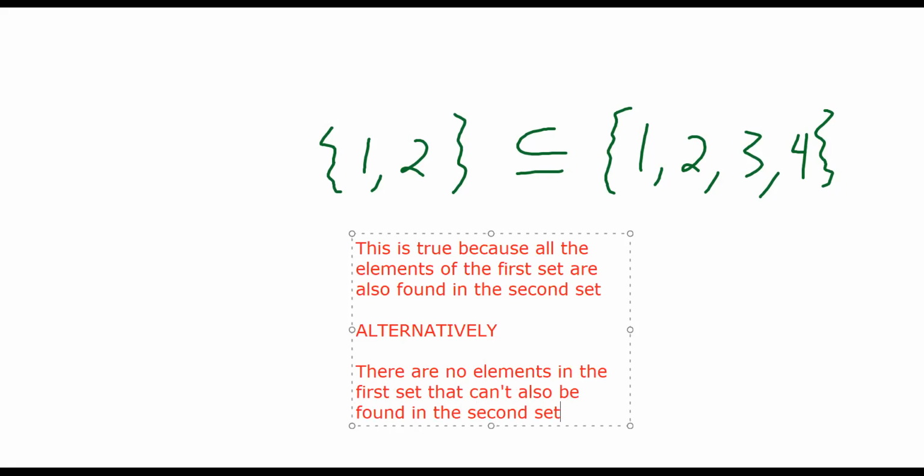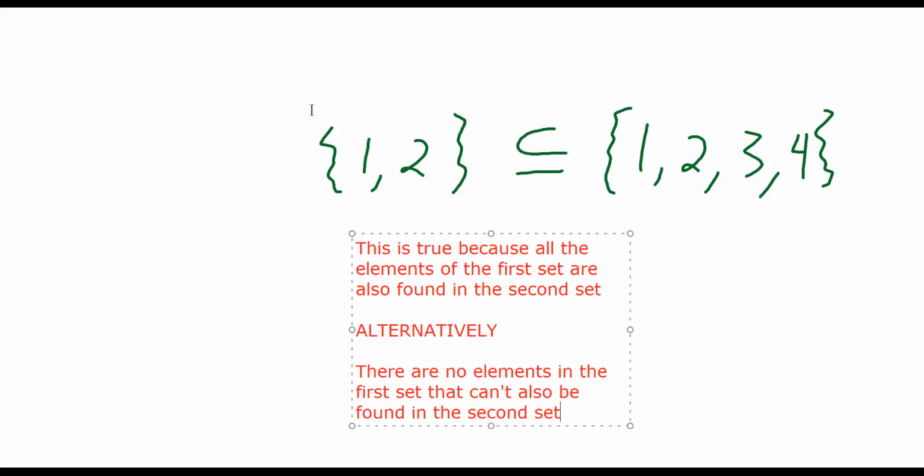Wouldn't you agree that that's the same thing? It sounds like we're playing with the words a little bit, and we kind of are, but it's true. If everything in set A can be found in set B, that means there's nothing in set A that can't also be found in set B. It's like we're using a double negative. In fact, that's exactly what we're doing.